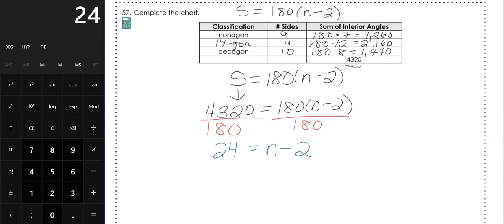Now n minus 2 stands for the number of triangles that will be inside of your polygon. So there's 24 triangles that fit into my shape, but that's not the number of sides. I need to add the 2 back, and instead we get 26 equals n. So it's a 26-sided polygon, 26. So I'm going to call it a 26gon.